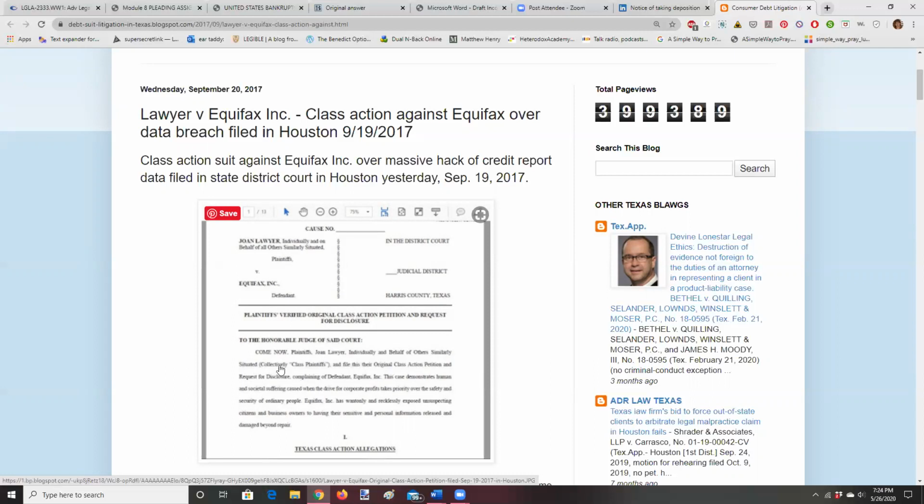So this gives you an example. And you can see they've defined everyone in this group, Joan lawyer and the other people in this group, collectively as class plaintiffs. So everybody here is part of that class. They haven't chosen to define Equifax Inc. Perhaps they chose not to because it's not a very long name. So this is an example of some of that boilerplate.